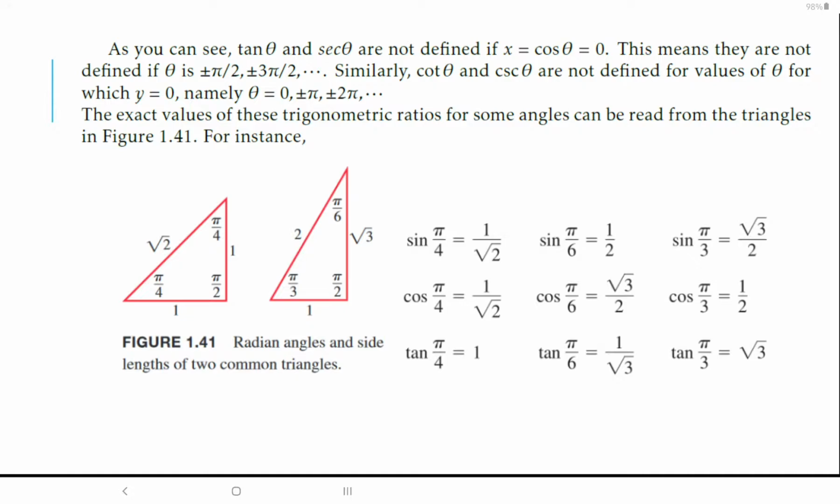Okay, so here we just have a way of memorizing the actual function values of the six trigonometric functions, using most commonly used angles such as pi over 4, pi over 6, and then pi over 3. Okay, so pag minemorize nyo itong triangle na to, pwede nyo nang ma-memorize yung function values.